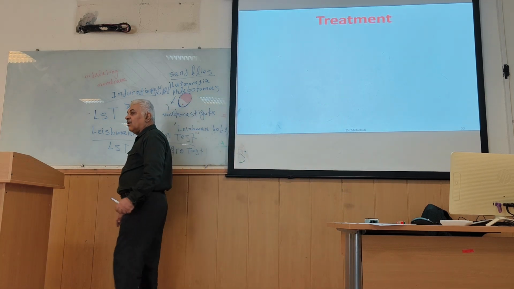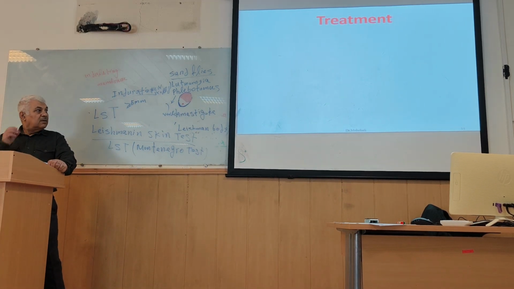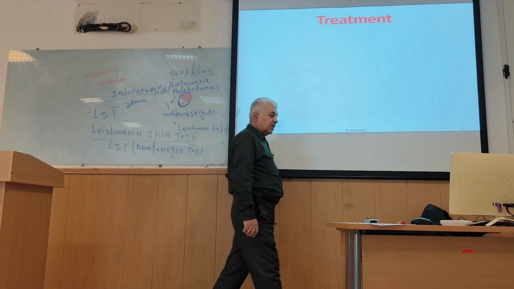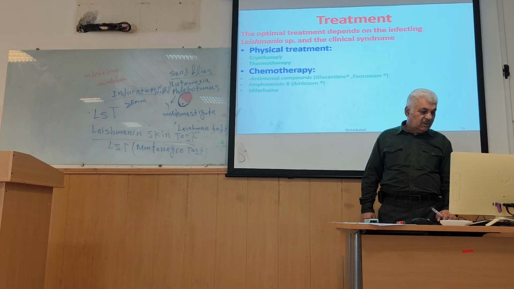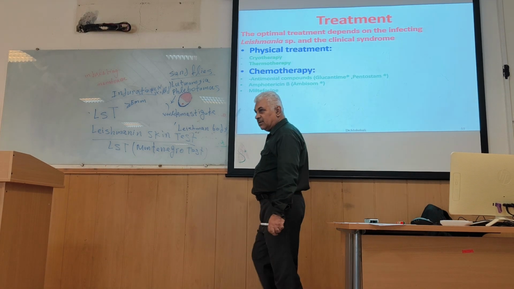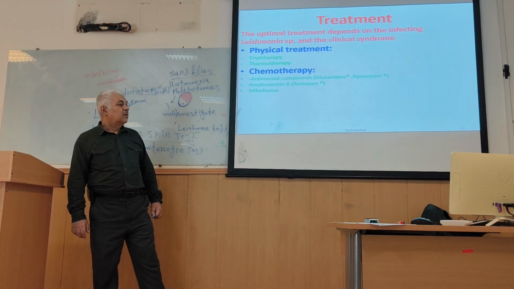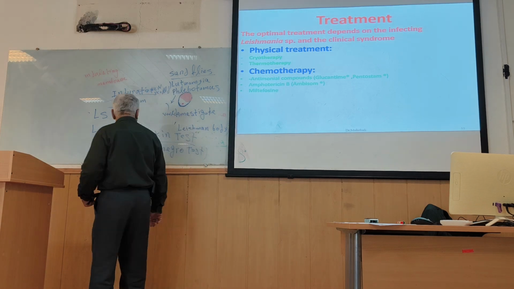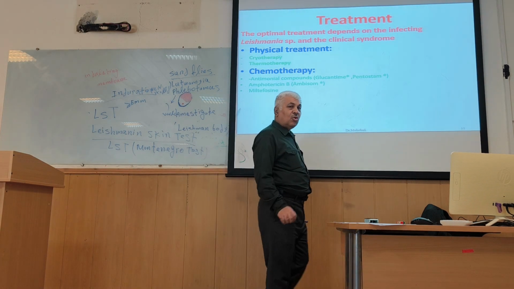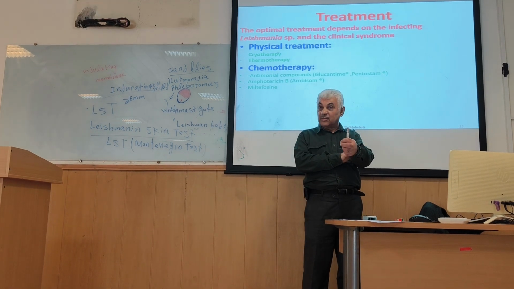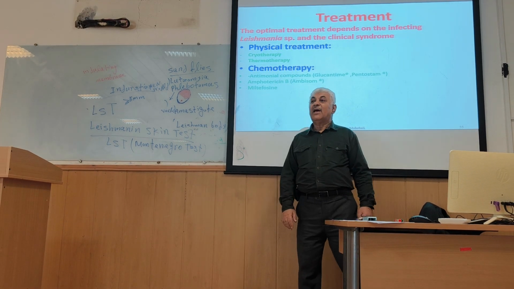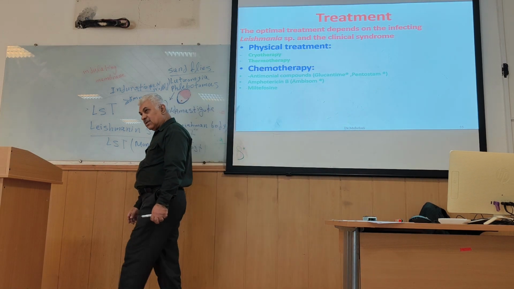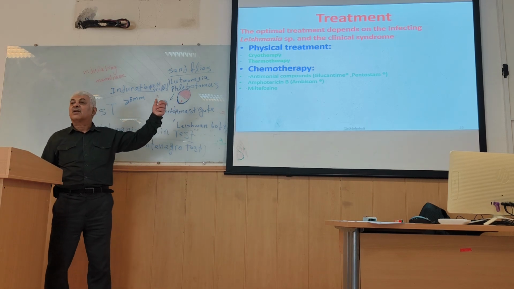After diagnosis of leishmaniasis, we can treat the patient. For the treatment of leishmaniasis, we can use some different procedures. The first procedure is physical treatment. Physical treatment is used only for cutaneous leishmaniasis. We have two methods of physical treatment of cutaneous leishmaniasis. The first method is cryotherapy.